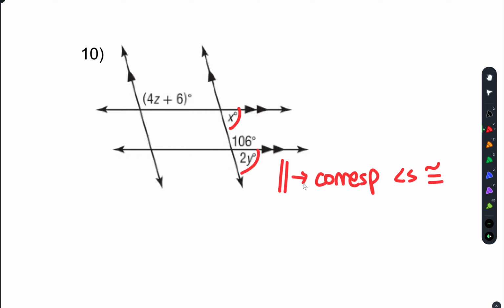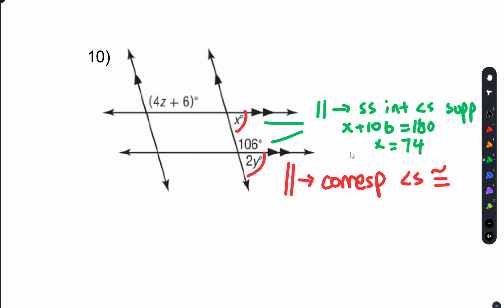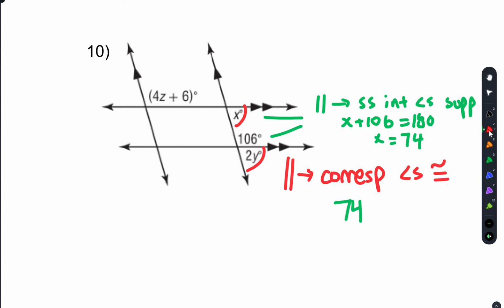Anna? Why do you know that? Perfect. Again, parallel lines are implying same side interior angles are supplementary. So I could say that x plus 106 equals 180, or x equals 74. Which means, because of what Caitlin told me just a second ago, that 74 equals 2y. So this is 37, I believe. So I've got x, and I've got y.